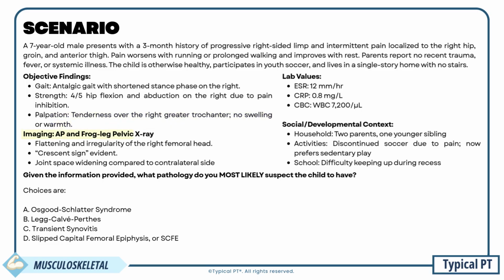Imaging reveals AP and frog leg pelvic X-ray. There is also noted flattening and irregularity of the right femoral head, evident crescent sign and joint space widening compared to the contralateral side. For lab values, there is normal erythrocyte sedimentation rate, 12 mm per hour, normal C-reactive protein, 0.8 mg per liter, and a normal CBC, WBC 7,200 per microliter.